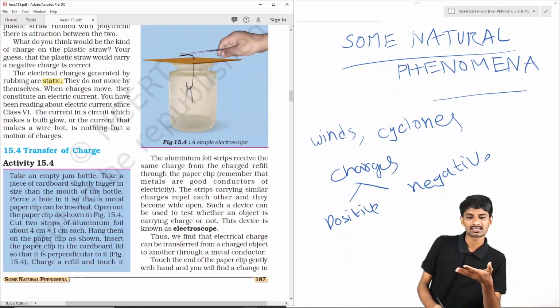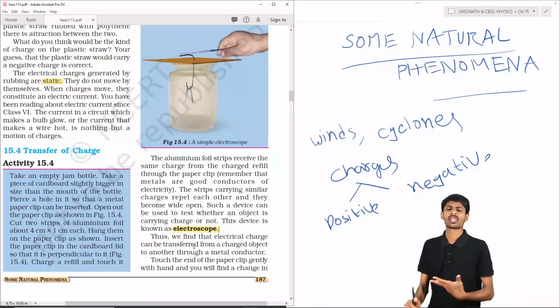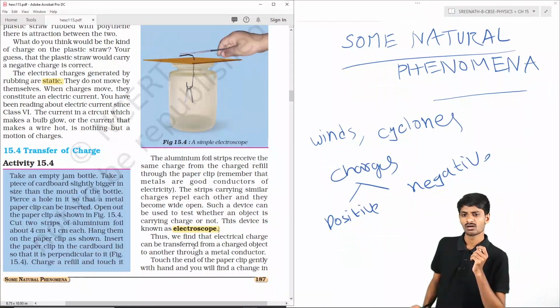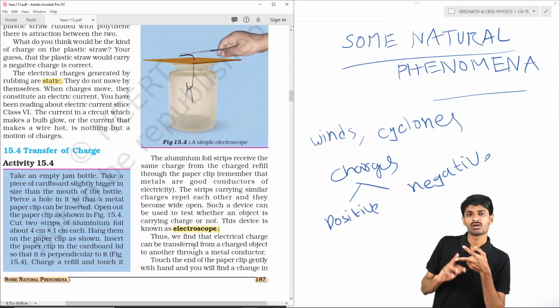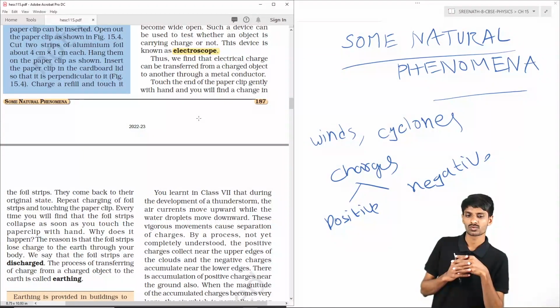We call this apparatus or instrument an electroscope. With the help of the electroscope, we can decide whether an object is charged or not charged. That is the thing. Electric charge is transferred from a charged body to another metal conductor, students.